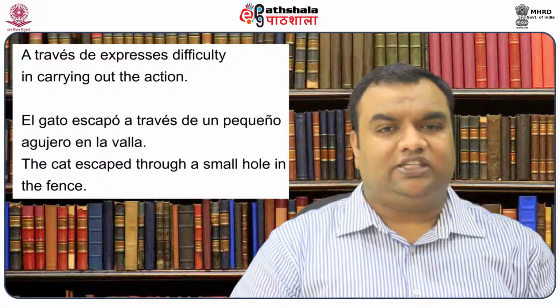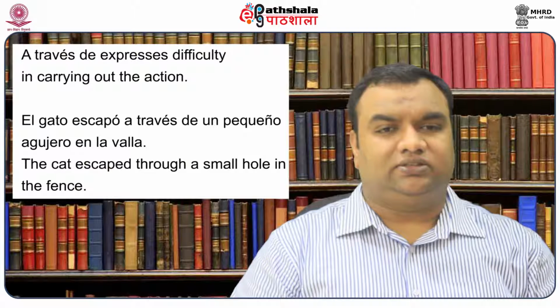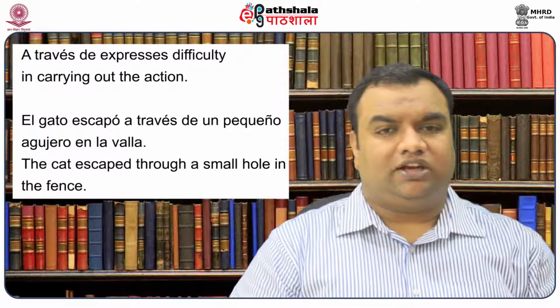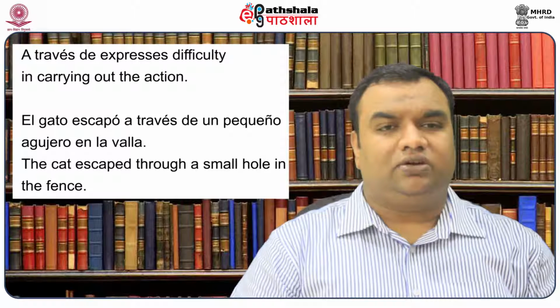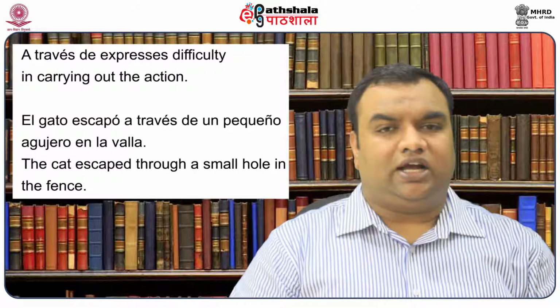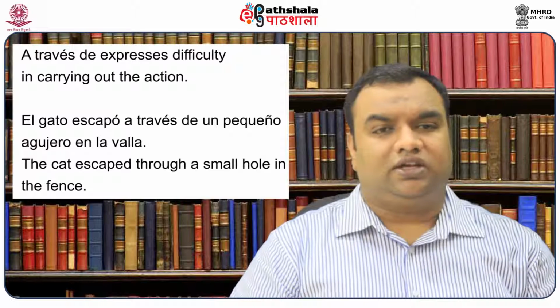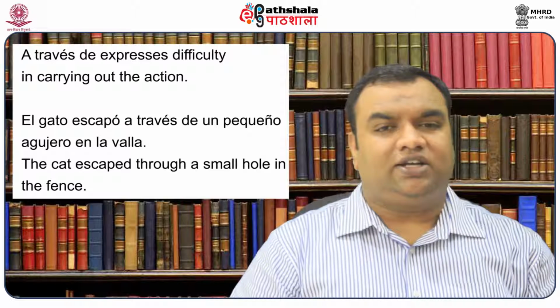A través de expresses difficulty in carrying out the action. El gato escapó a través de un pequeño agujero en la valla. I repeat, el gato escapó a través de un pequeño agujero en la valla. So, the English version is, the cat escaped through a small hole in the fence.